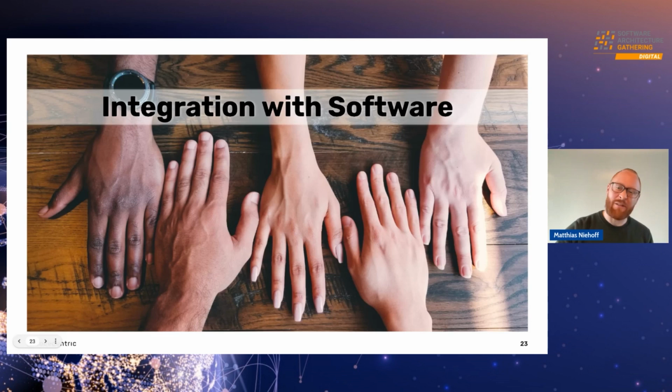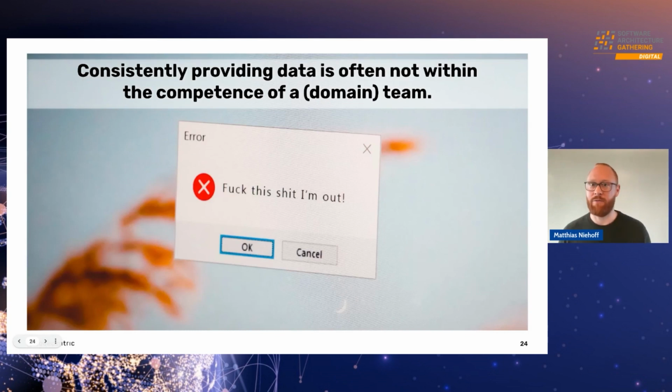But the main part is also we have to get the data somewhere. And this is mostly software and oftentimes written software. And consistently providing data is not within the competence and most of the time not in the priority of a domain team. I mean, a team that works on building an application and gets all the requirements from a user perspective. This application should do this and this and this, and then somebody comes and says, hey, we want to get some metrics out of it, and we want to see what happens with this application, or hey, we want to use your data for training a machine learning model because we might add some new features in the application.